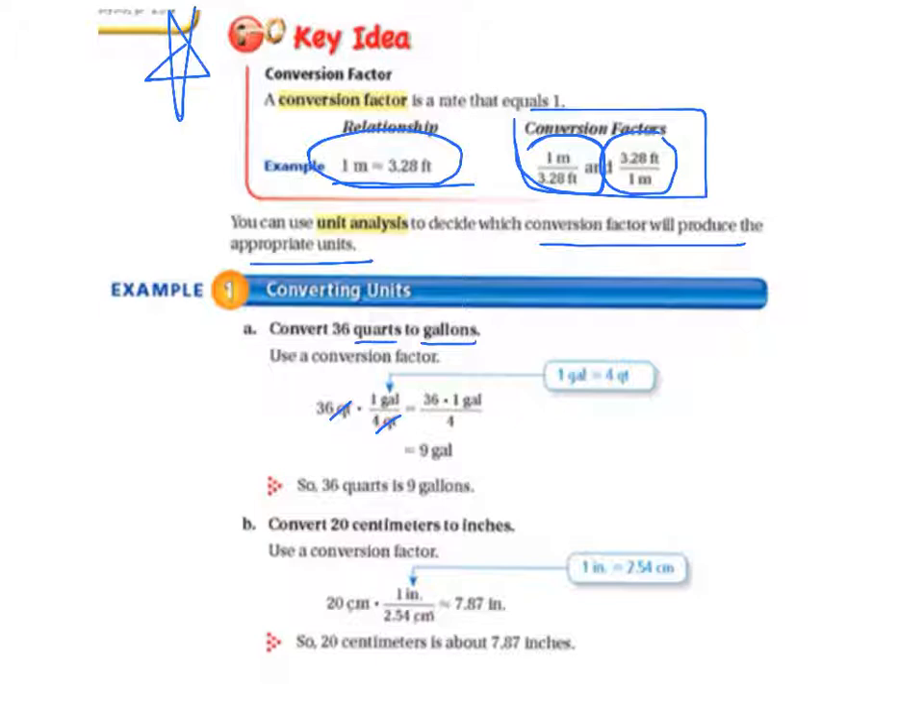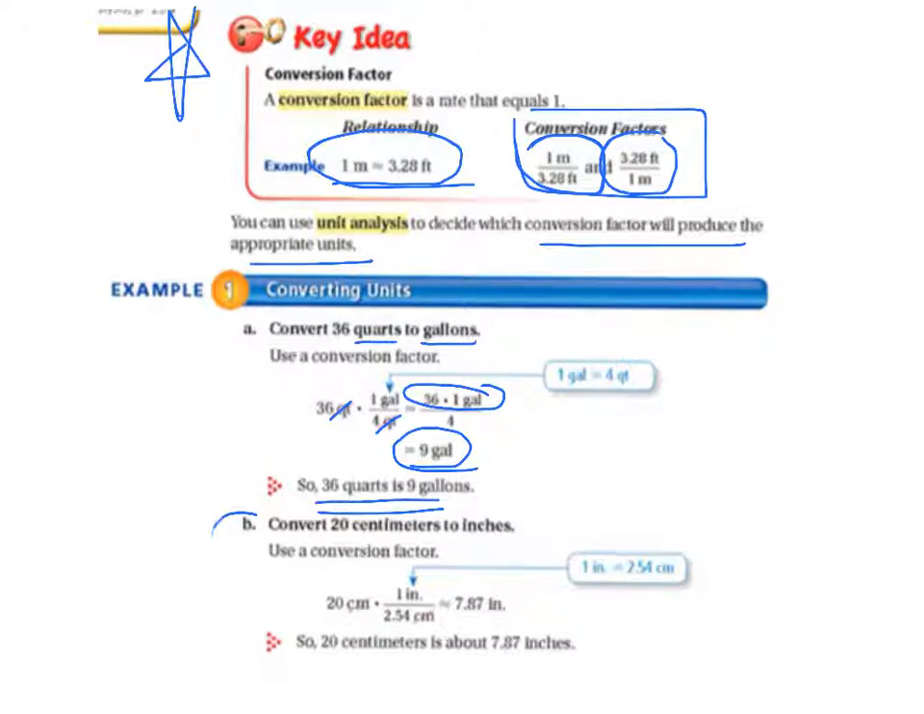And then that makes it so that we can multiply 36 times 1, which is 36, and divide that by 4. So 36 times 1 is 36, and when we divide that by 4, we get 9 gallons. So 36 quarts equals 9 gallons.